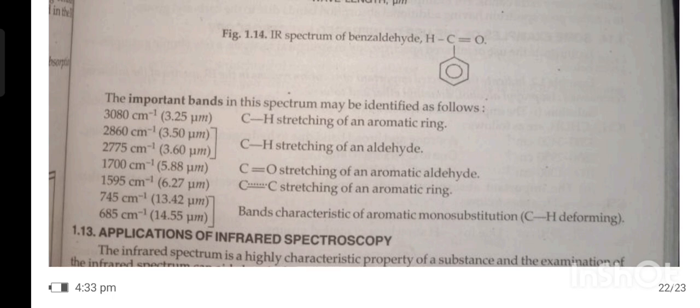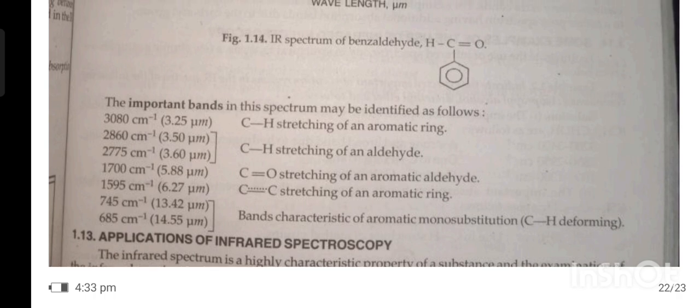2860 cm⁻¹ to 2775 cm⁻¹: carbon-hydrogen single bond stretching of aldehyde. 1700 cm⁻¹: carbonyl stretching of an aromatic aldehyde. 1595 cm⁻¹: C=C double bond stretching of aromatic ring. 745 cm⁻¹ to 885 cm⁻¹: band characterizing aromatic monosubstituted CH deformation.